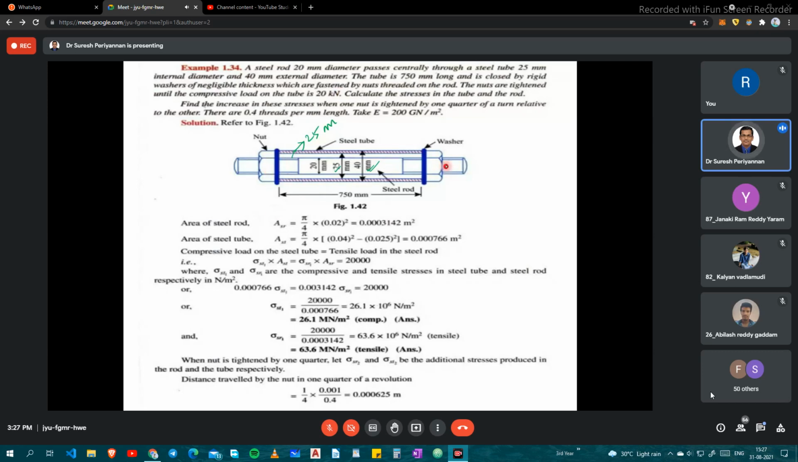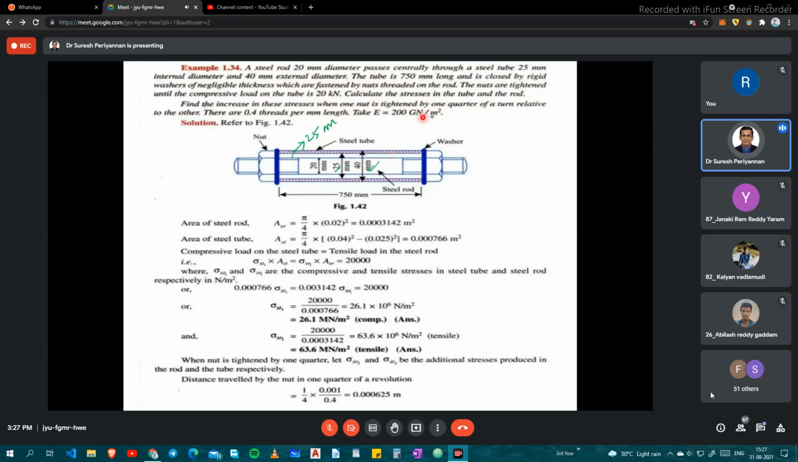Now the question is to find the increase in stress when one nut is tightened further. This is already tightened. Now I would like to tighten the nut another quarter turn relative to the other nut. Then what is the additional stress created in the rod and the tube? That is what I intend to find out.